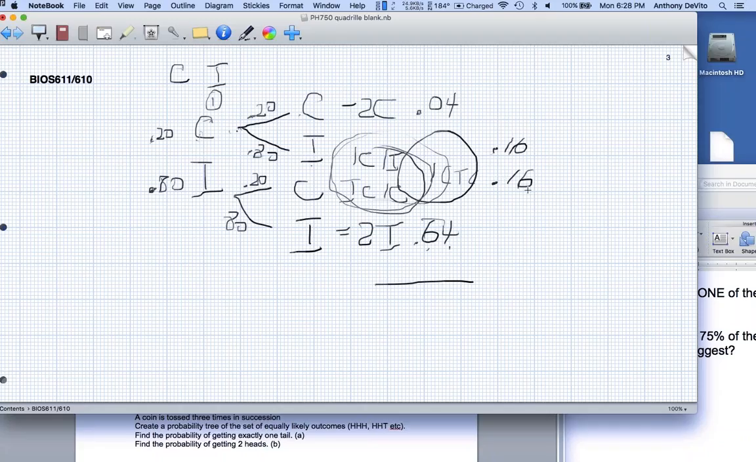So that's 0.32. And if I add these together, this is going to be 0.68, and 0.32 is going to add up to 1. So we have all the possibilities. Okay? All right. So let's move on a little bit from that.